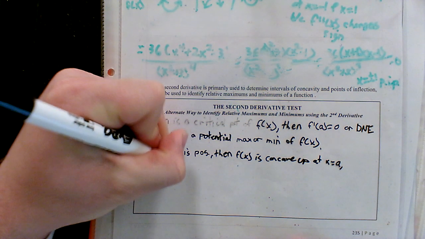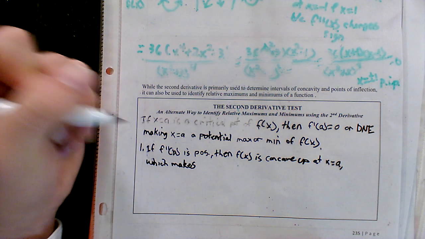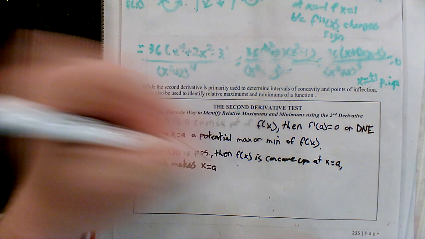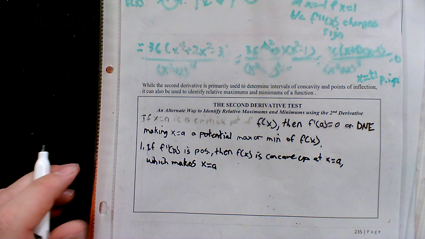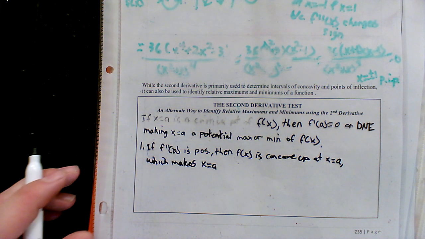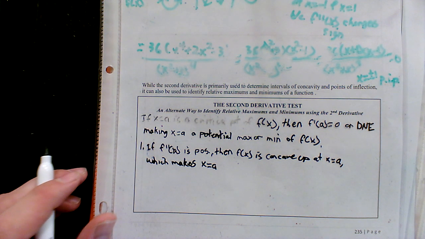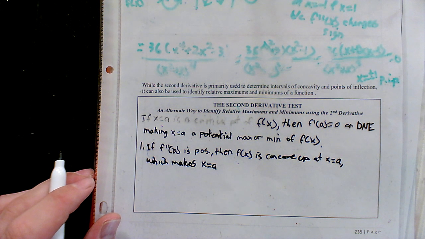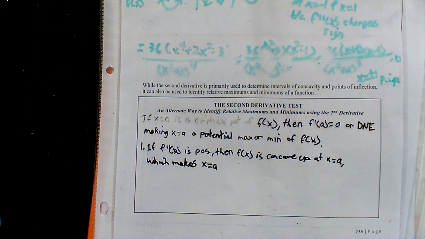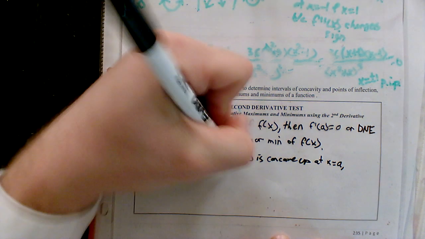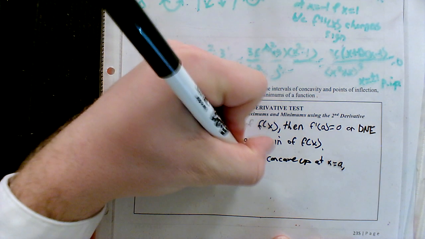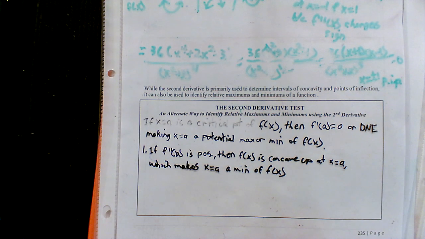Which makes x equals a, if we know at this point a it's concave up, a what? A max or a min? Minimum. It's at the bottom because we know it's concave up. It's going up. So that point a is at the bottom. So x equals a is a minimum of f of x. Very good.